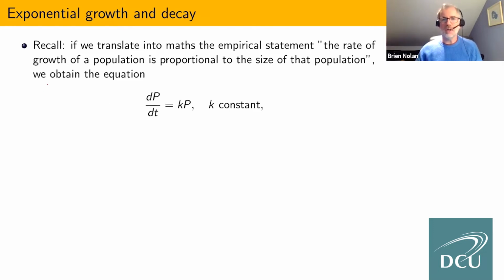Our starting point was the statement that the rate of growth of a population is proportional to the size of that population, and that's grounded in everyday observations. We found that we could translate that into this mathematical equation, a differential equation, telling us that the rate of change dP/dt is equal to some constant times the size of the population P.